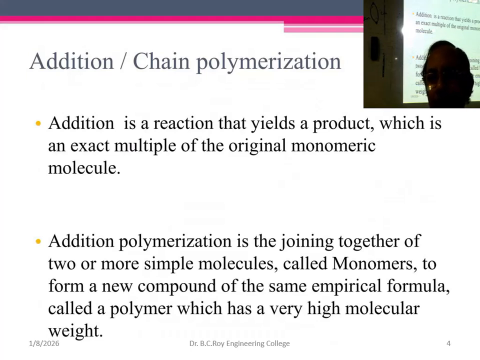It yields a product which is an exact multiple of the original monomeric molecule. Same monomer in it, just getting repeated. Ethylene, ethylene, ethylene, you get polyethylene. Propene, propene, propene, you get polypropene. Butene, butene, butene, you get polybutene or polybutadiene. Depending on what monomer you are taking, accordingly you get the product.